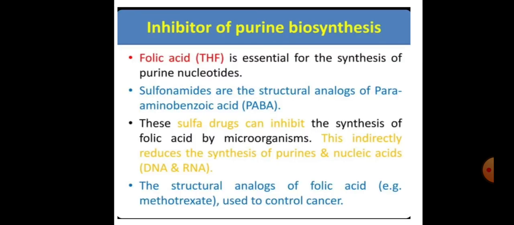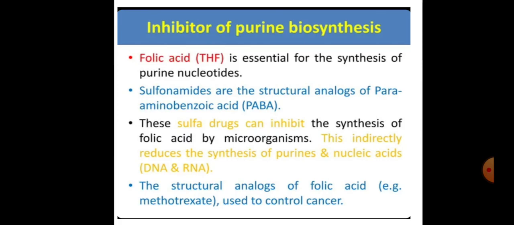Here are some of the inhibitors of purine biosynthesis. Folic acid is essential for the synthesis of purine nucleotides. Sulfonamides are the structural analogues of para-amino-benzoic acid, and these sulfur drugs can inhibit the synthesis of folic acid by microorganisms. This indirectly reduces the synthesis of purine and nucleic acid.